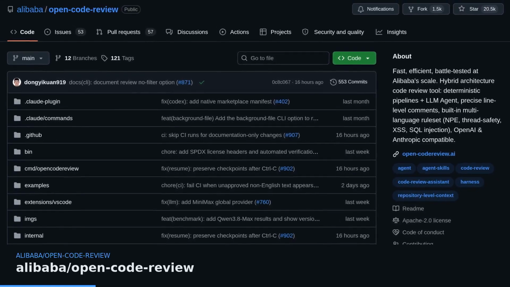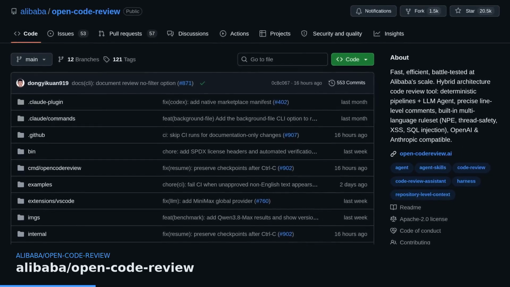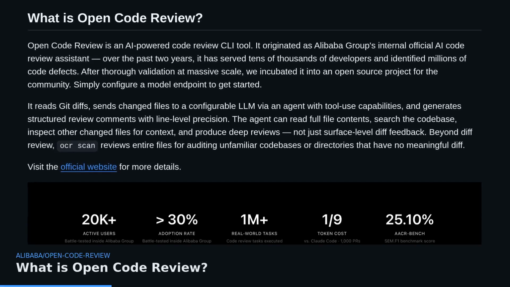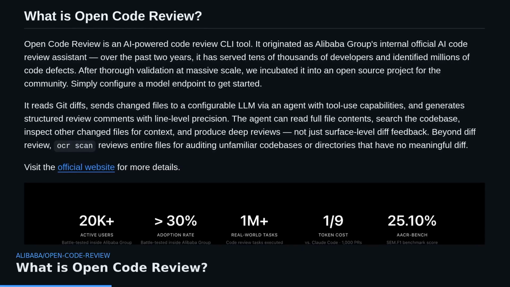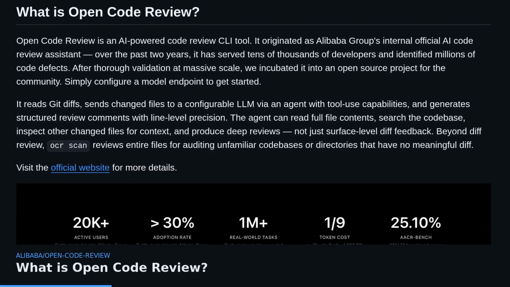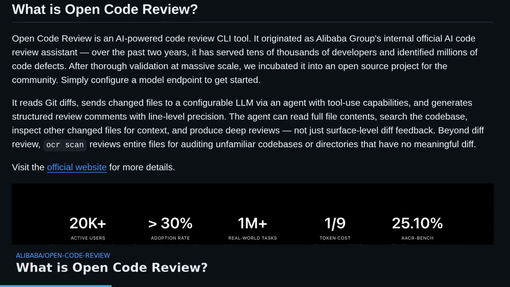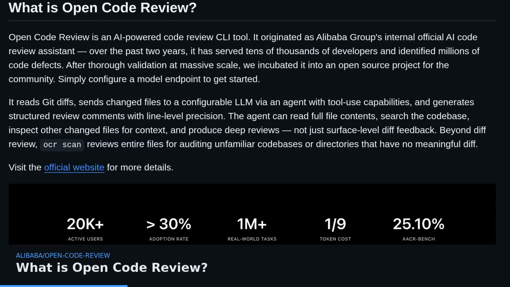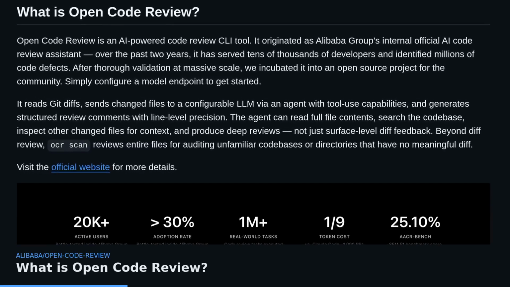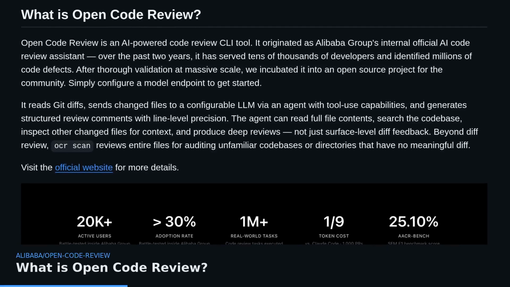That sounds impressive. How does it actually work when analyzing code? OpenCodeReview reads Git diffs and sends the changed files to a configurable LLM via an agent that has tool use capabilities. The agent can read full file contents, search the codebase, and inspect other changed files for context, enabling deep reviews beyond just surface-level diff feedback.